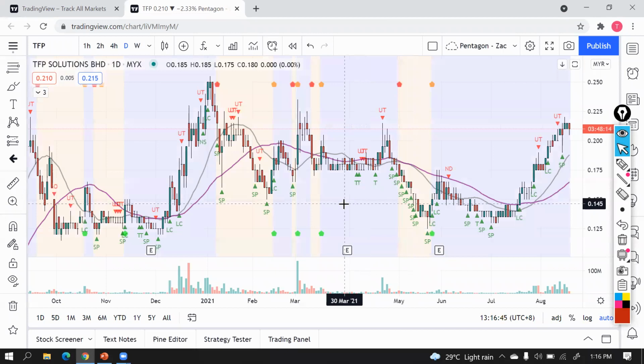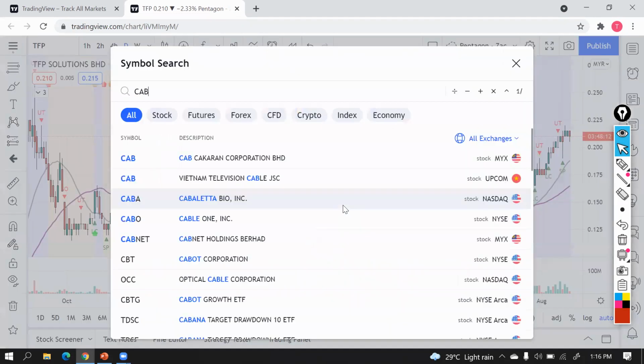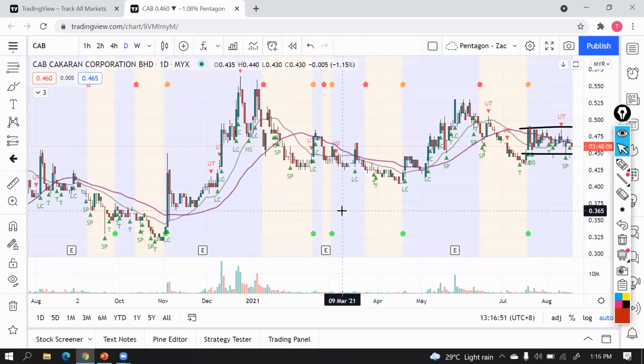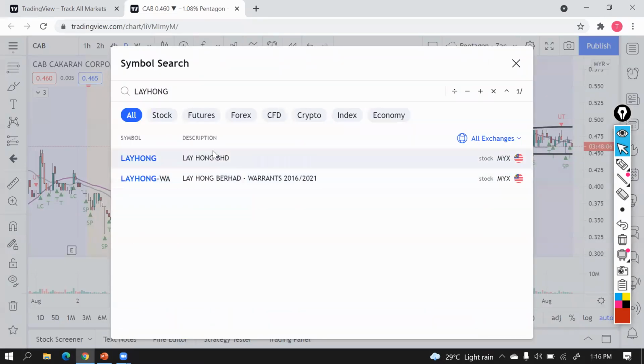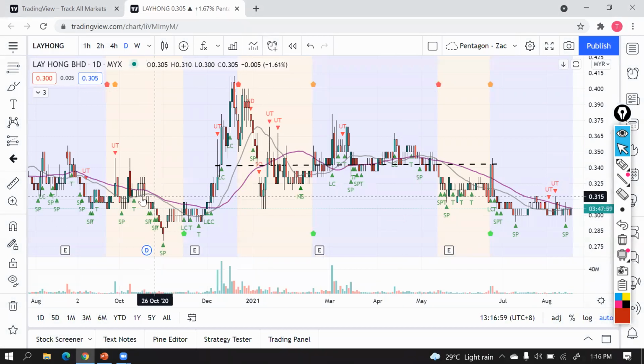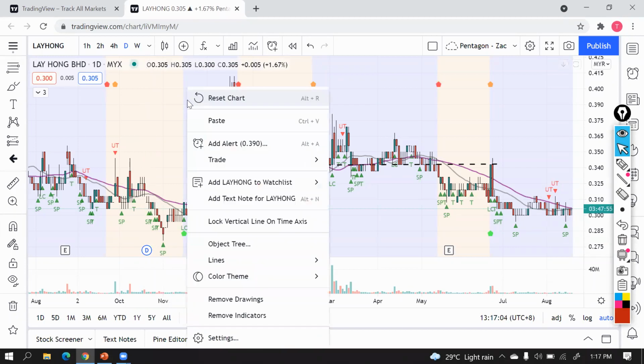Let's try TFP, I think TFP previously had one. Is it TFP? Lei Hong, I forgot which counter it is. Some of the counters, let's say they have dividends, for example here, will cause something like a gap. Some have a very big gap, so that's why I don't really like it.